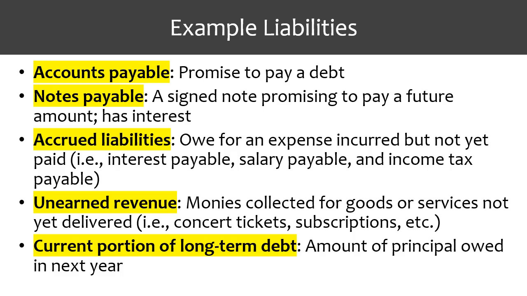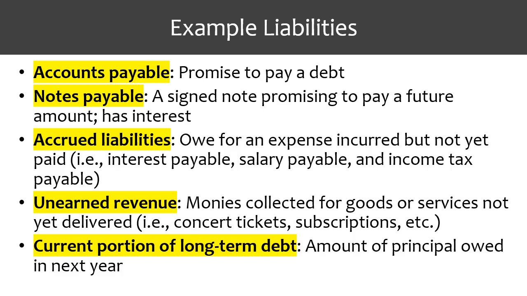Now let's go through some examples of liabilities. Accounts payable is the first liability listed. Accounts payable is a promise to pay a debt, typically arising from purchasing something from a vendor or supplier. Notes payable is another liability. Notes payable is a signed promissory note promising to pay a future amount. Interest is paid on a notes payable.